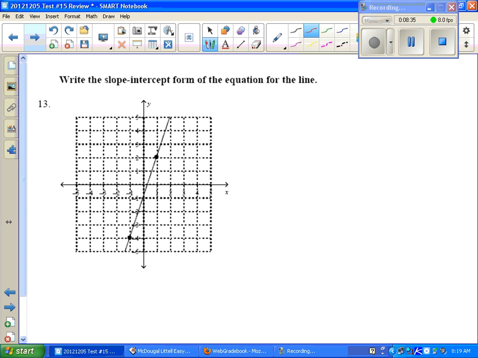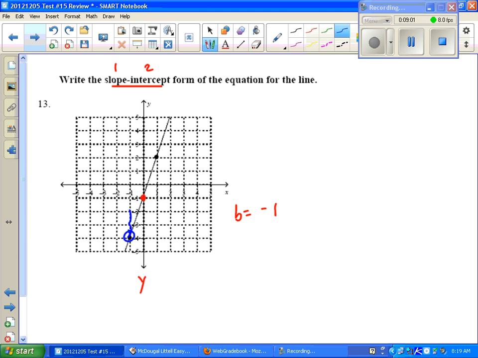Number 13 says write the slope-intercept form. So you need 2 things. You need a slope and you need an intercept. Your intercept crosses through at -1. Remember, that's your y-axis. So your b value is going to be -1. Your slope you need to determine by looking at either the point that we just identified or the 2 points that are highlighted for you. To be safer, you can go with the 2 points that are highlighted for you, starting at the leftmost one.